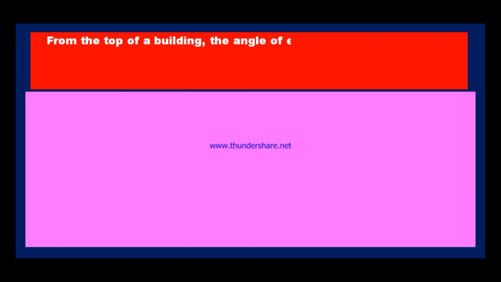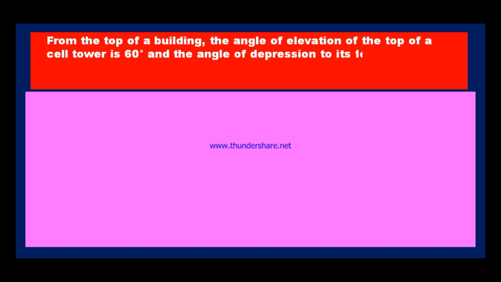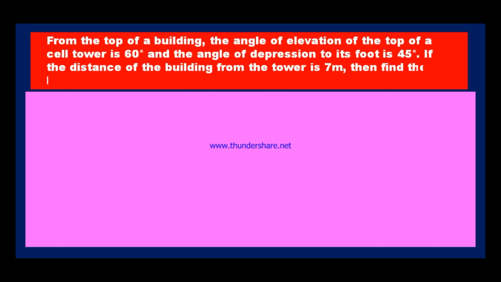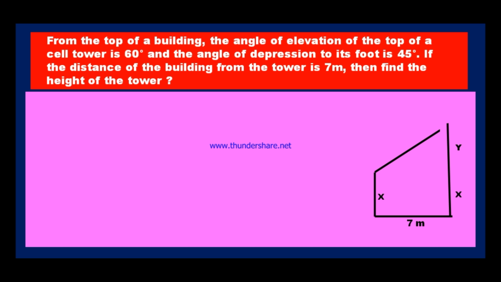How? Let us see the solution. Here is the question again. From the top of a building, the angle of elevation of the top of a cell tower is 60 degrees and the angle of depression to its foot is 45 degrees. If the distance of the building from the tower is 7 meters, then find the height of the tower. Here this is the building and that is the tower. The distance between building and the tower is 7 meters.